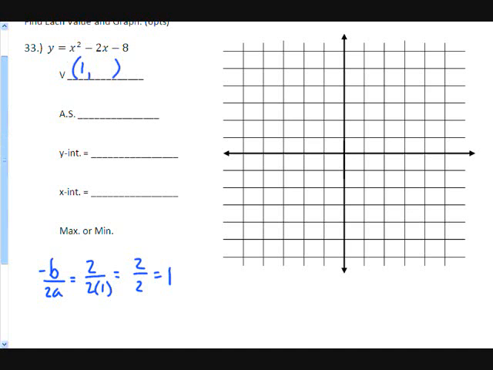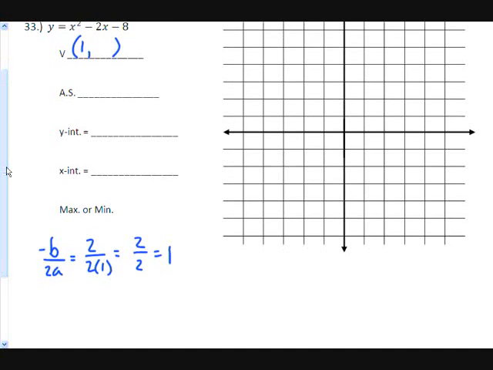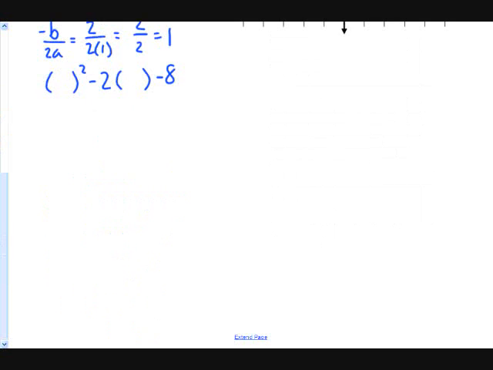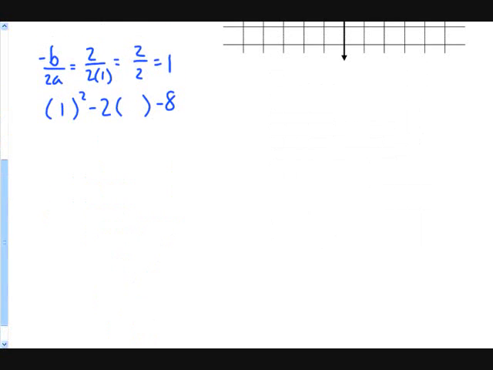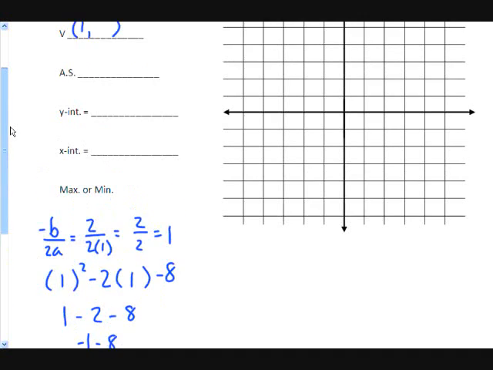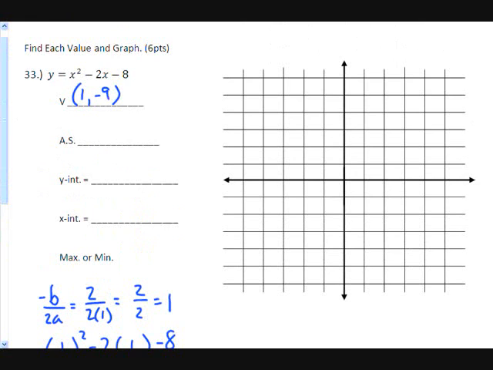To find the y value for the vertex, I just have to plug the x value back in. So I'm going to do x squared minus 2x minus 8, but I'm going to plug the 1 in for x to see what y equals. So I plug the 1 in. So it's going to give me a 1 minus 2 minus 8, which is a negative 1 minus 8, which is a negative 9. So my vertex ended up being 1, negative 9. I get the x value and the y value.